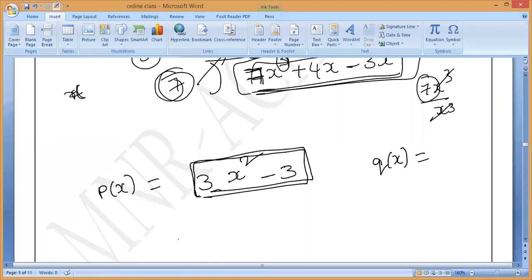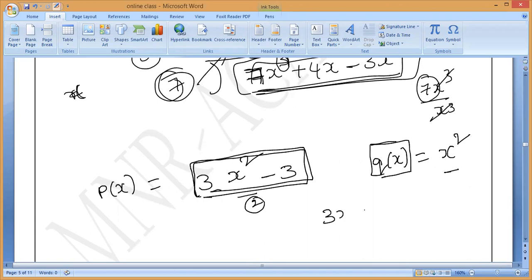Q of x also should contain an x square term, correct? If I take that as the example, yes or no? Yes, sir. So Q of x contains an x square term, correct? Here degree 2, here degree 2. So both degrees of P of x and Q of x are equal.